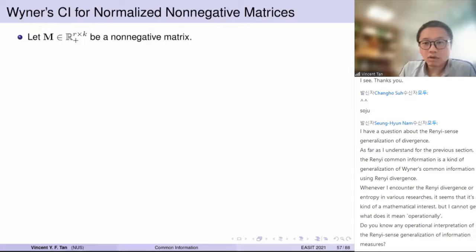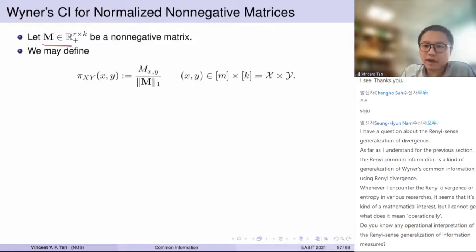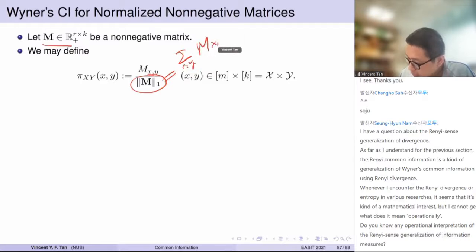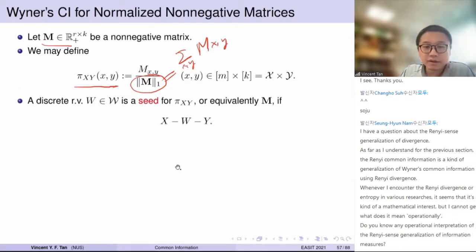So can we talk about Wiener's common information for non-negative matrices? Let M be a non-negative matrix. Now, because it's non-negative, if we just normalize by the sum, so this guy here is basically the sum of M of xy, then we get a probability distribution, right? We get a joint probability distribution, which we can call the target distribution pi xy. Now we can create a vector with a random variable W.